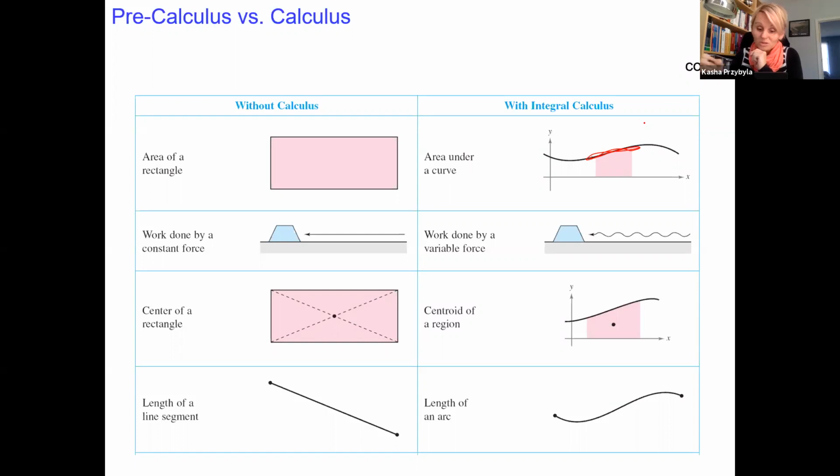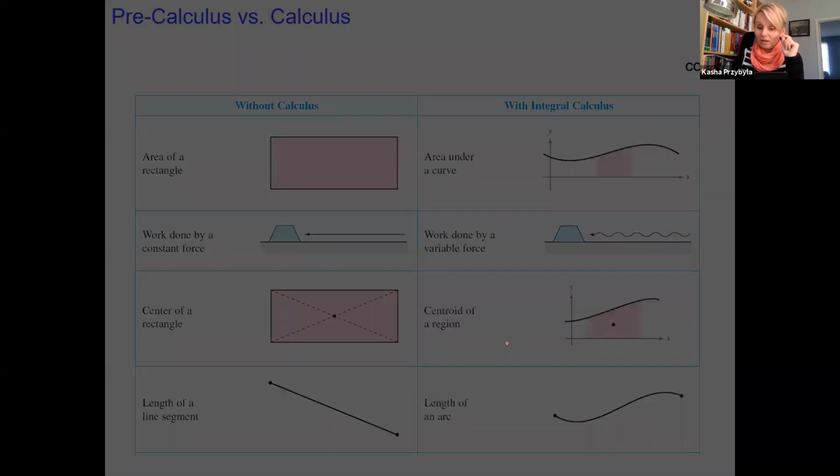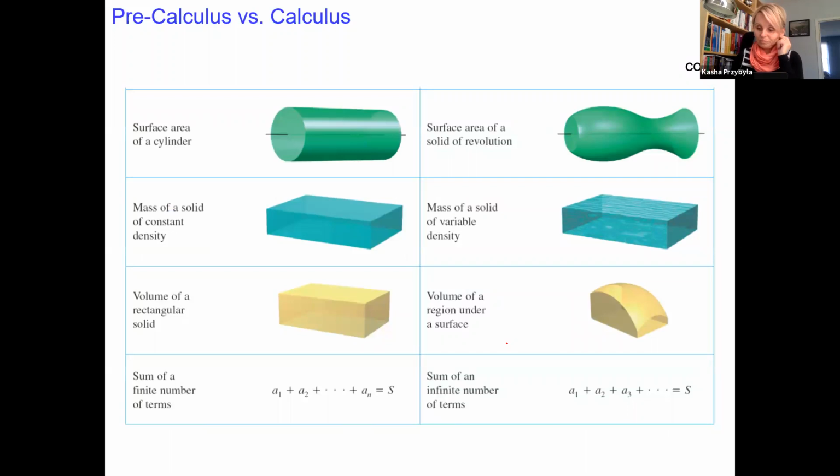Also calculus: work done by a variable force. We will talk a little bit about work. Oh, that's calculus 2. The centroid we will talk about, and the length of an arc I think we will talk about, but that's calculus 2. Everything here is actually calculus 2, like the surface area of a cylinder or the surface area of a solid of revolution, or the volume.